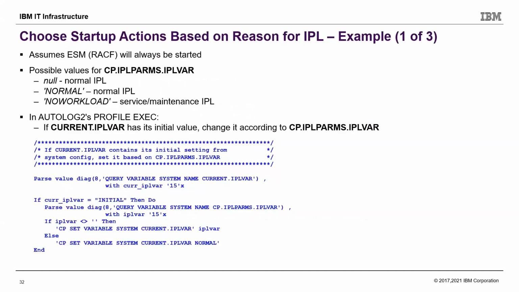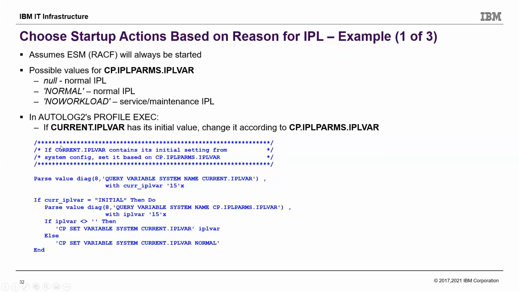So assume we've got our system up, our ESM is running, and the convention we're using for the IPL variable is that possible values are null or normal, and they represent a normal IPL. So a normal production IPL where I want to bring up all my workload. Or if we set it to no workload, that means we're doing some kind of service or maintenance, and we don't want to do our normal system startup.